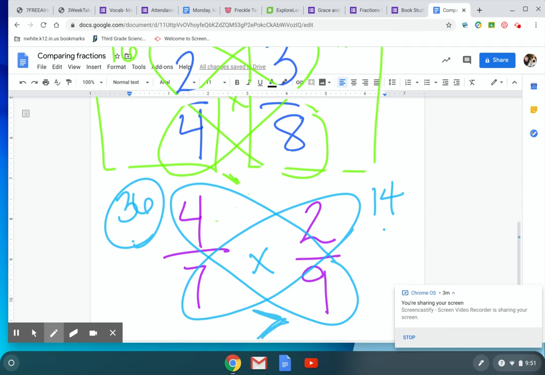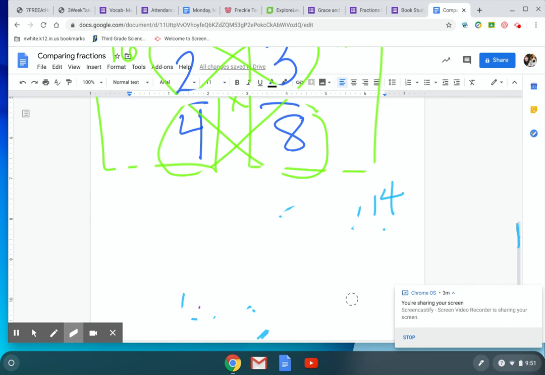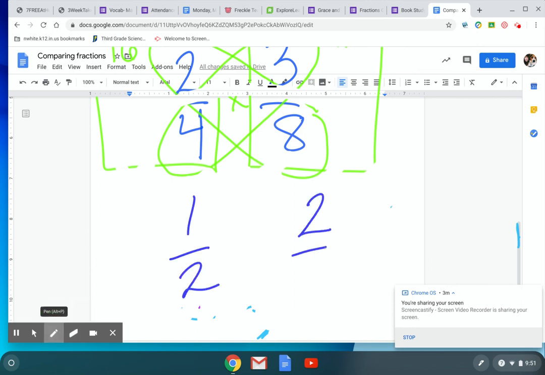Okay, now sometimes you might get numbers that are equal to each other. So if you get the same answer, then that means they are equal. Okay, so let me do one where they are equal. Let's do 2/6 and, oh no. Let me do a better one. 1/2 and 2/4. There we go. That's a good example.